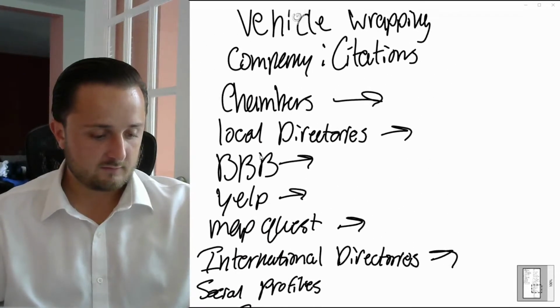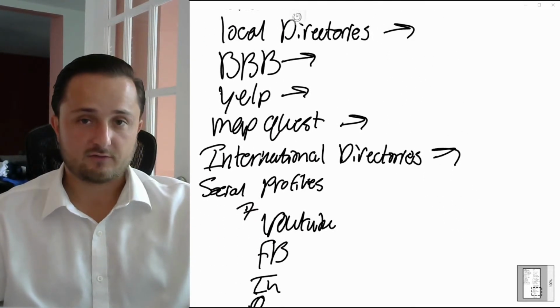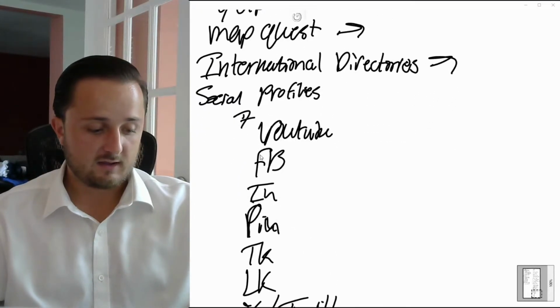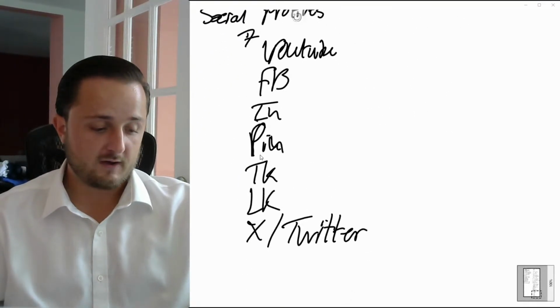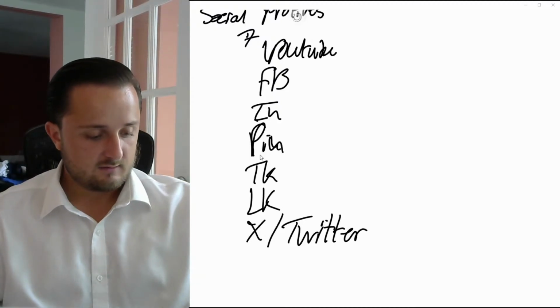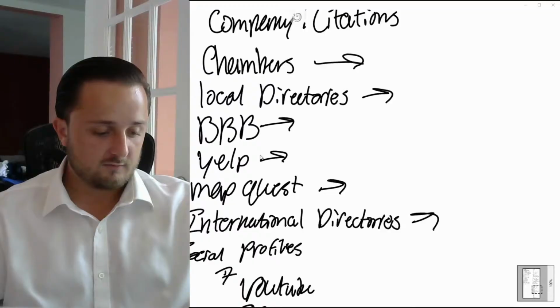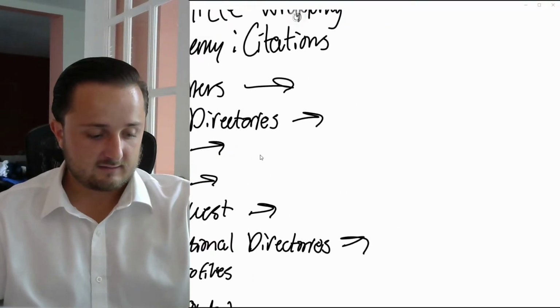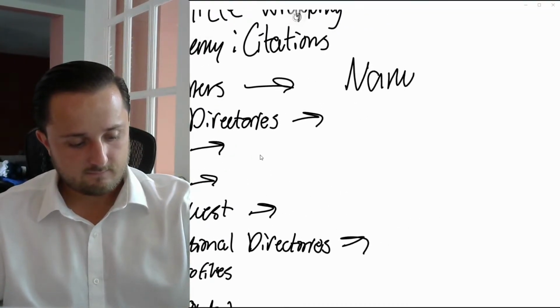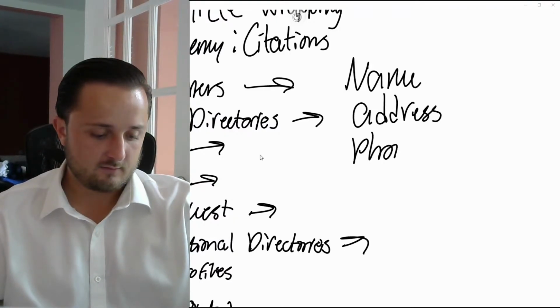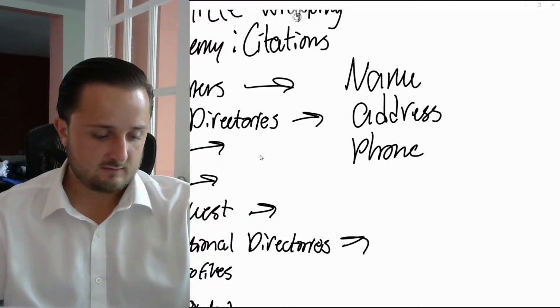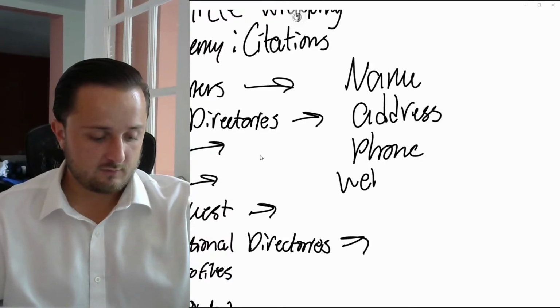So on all of these, you've got chambers, local directories, Better Business Bureau, Yelp, MapQuest, international directories, and then your social profiles: YouTube, Facebook, Instagram, LinkedIn, TikTok, Pinterest, and Twitter. On all of these, we need to make sure that they contain a consistent name, address, and phone number, all pointing to your site, to your Google Business Profile, and then you also need a website link.